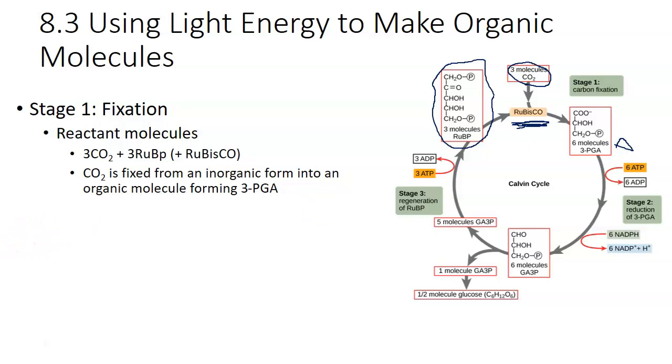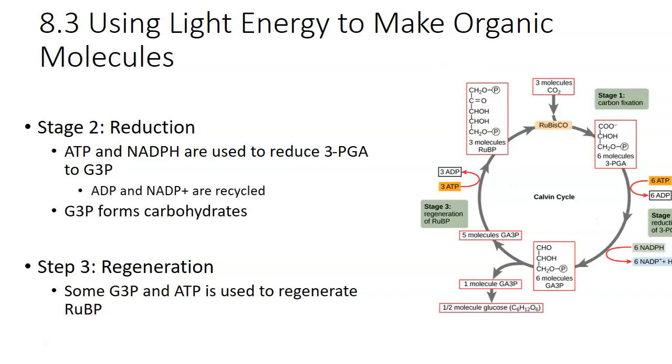That's the first step, fixing carbon. We just took carbon dioxide from the atmosphere and incorporated it into these molecules. We ended up with 6 of 3-PGA. Again, you don't need to memorize names or structures. Maybe that enzyme though, Rubisco, you should know what that is.